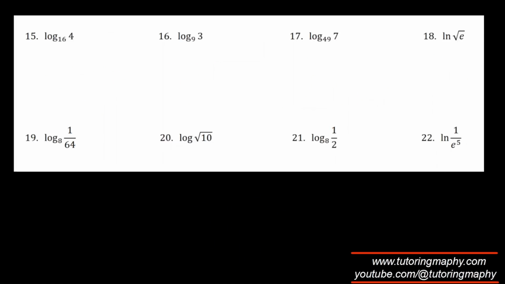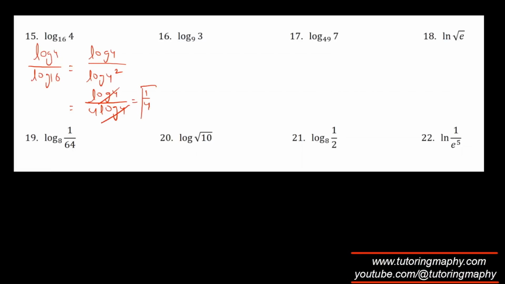Okay, more questions over here. So I think we need to use a change of base formula. So here I'm going to write this as log of 4 over log of 16, which will be equal to log of 4 over log of 4 squared. The 2 is dropped outside, so it will become log of 4 over 4 log 4, and these two are gone, and I'm just left with 1 over 4.